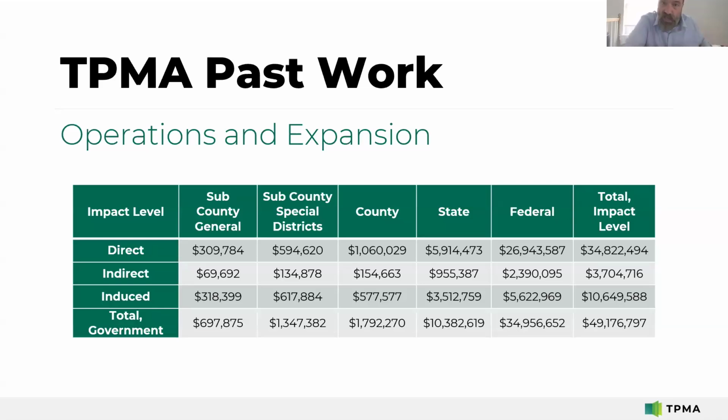We've got the sub-county general. So this could be like a town or a municipality. We've got sub-county special districts. This would be like a school district, for example, the county government itself, the state, onward to the federal. And then, of course, in the last column, we sum all of that. And as you can see, this can be broken down along these same categories: the direct, the indirect, and the induced, summed up to the total government to make that case.